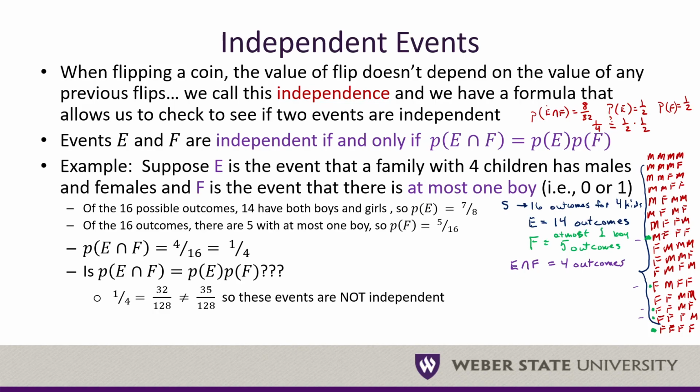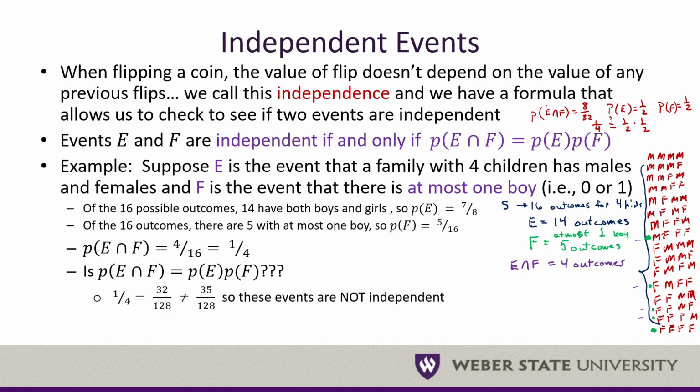35/128. If I multiply 7/8 times 5/16, I get 35/128, and then 1/4. If I multiply both the top and the bottom by 32, I get 32/128. So the question is, are these equal? And we see that they're not.